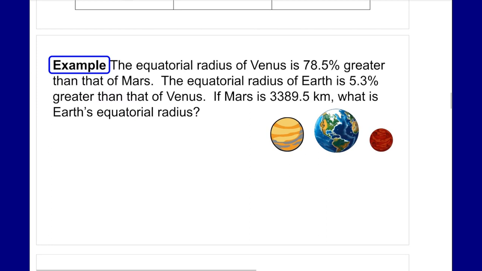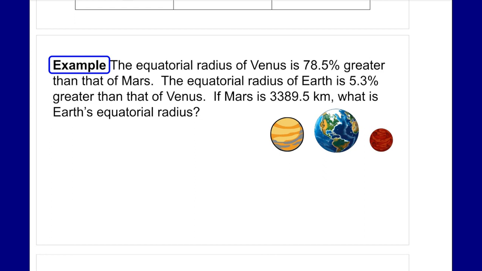So let's look at a quick example of working through this. The equatorial radius, or basically the radius of the equator, of Venus is 78.5% greater than that of Mars. The equatorial radius of Earth is 5.3% greater than that of Venus. If Mars is 3,389.5 kilometers, what is Earth's equatorial radius?